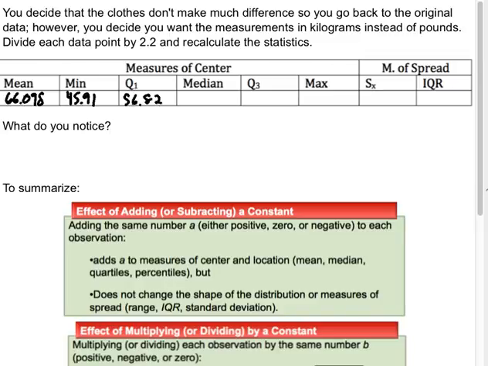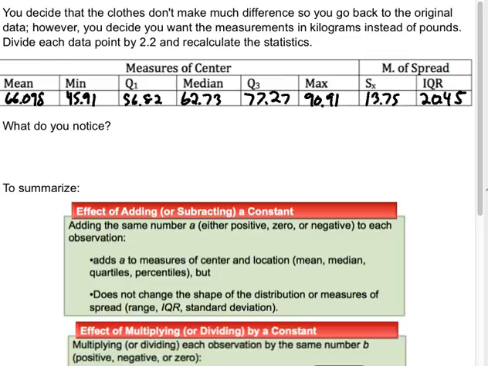56.82. Median is about 62.73. Q3 is about 77.27. Max is about 90.91. Standard deviation is about 13.75. Interquartile range is 77.27 minus 56.82, which is about 20.45.